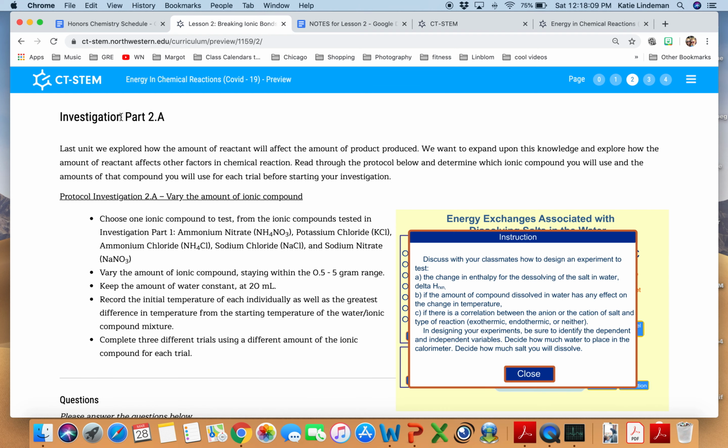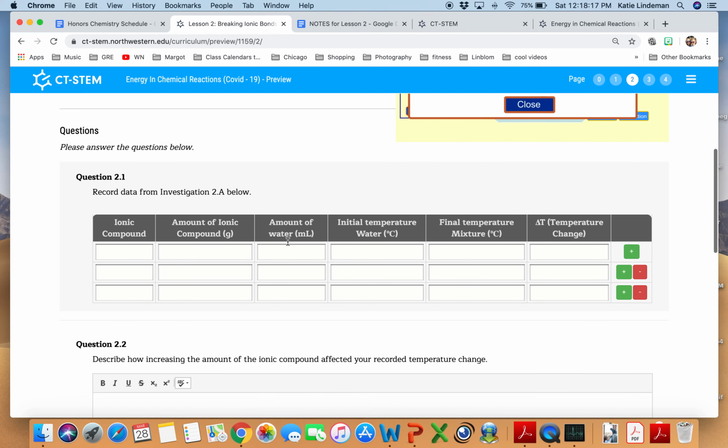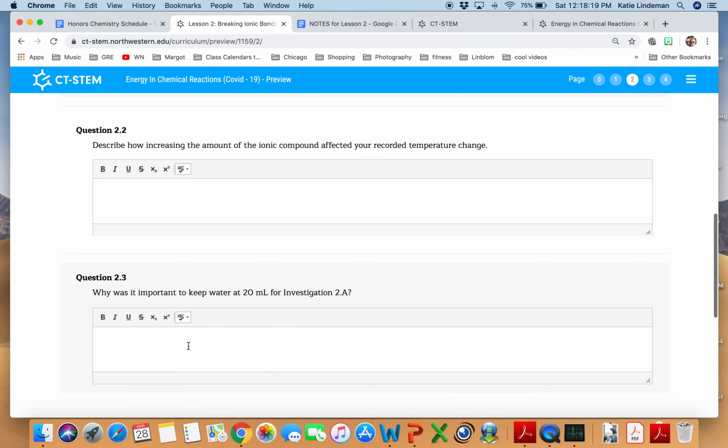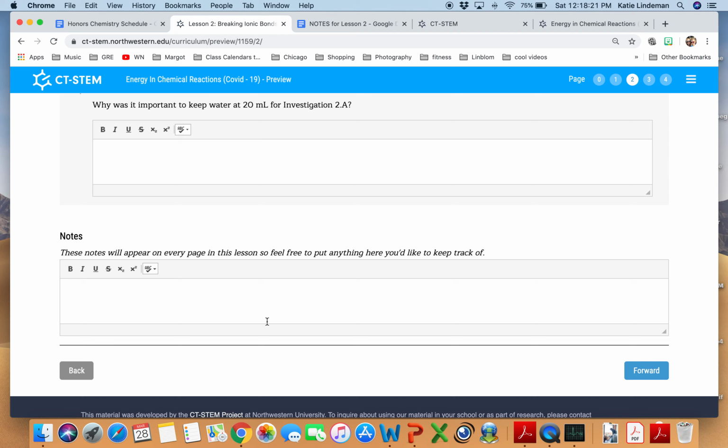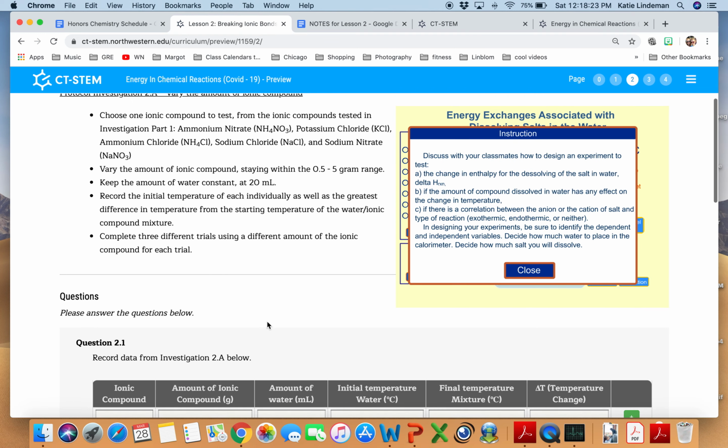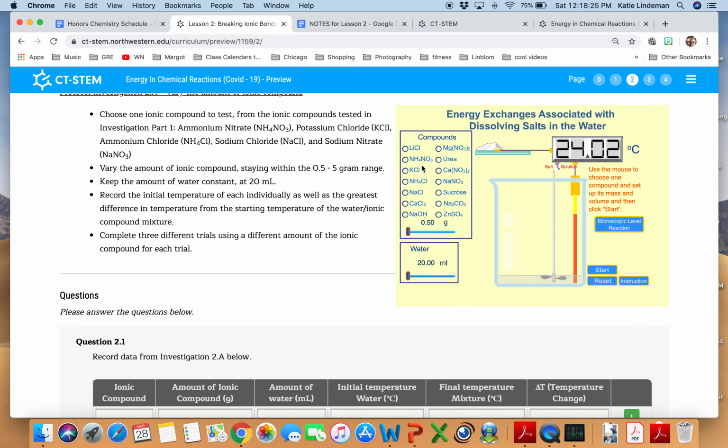Okay, so investigation 2.A. For 2.A, we're going to vary the amount of ionic compound. Again, down here is where you would want to make that note. You're going to want to pick one of these. It doesn't matter which one you pick, but you pick one, and then you're going to vary the amount of ionic compound.